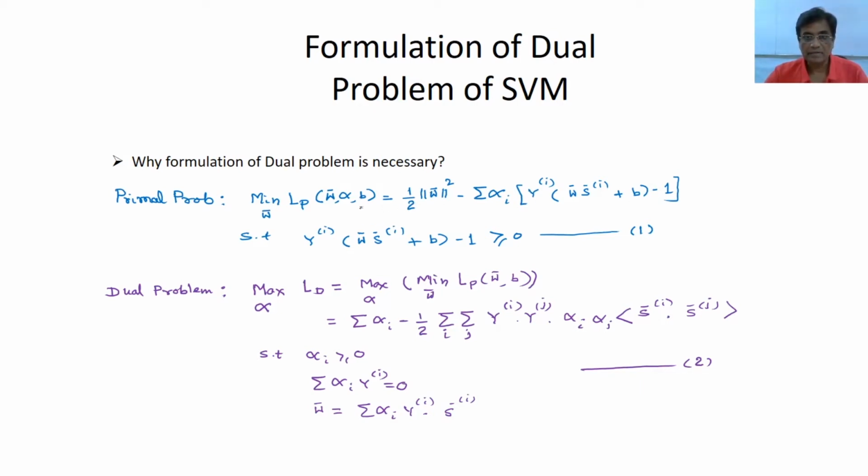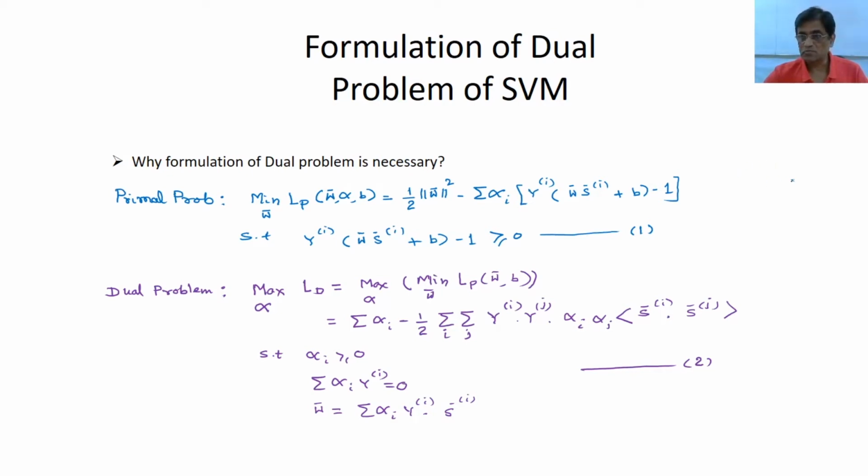Then you know how to optimize this. You will have to differentiate with respect to W, and you will get the conditions. Now here also we have a constraint. This is the constraint. If the samples Si are on the gutter, then it becomes equal, otherwise it is greater than or equal to 0. That's the constraint. The problem has to satisfy it always.